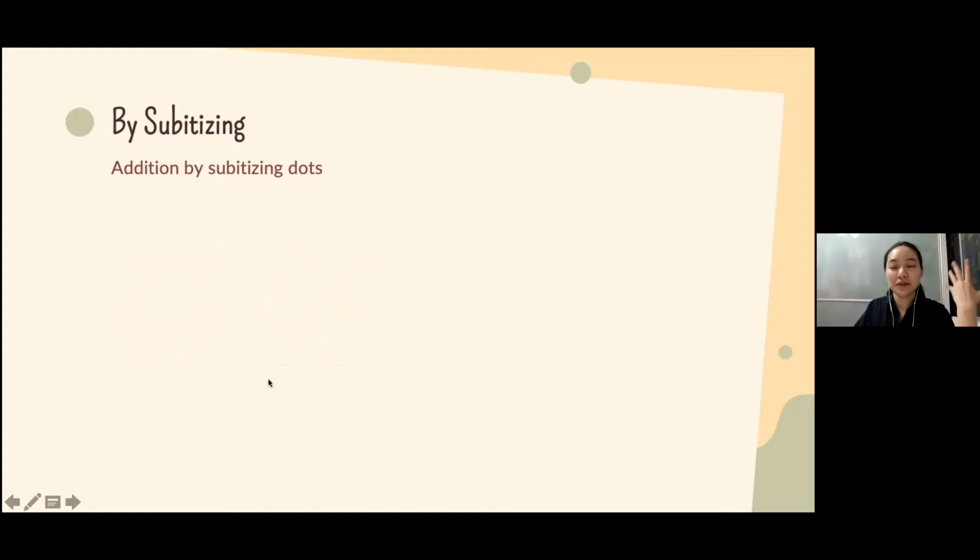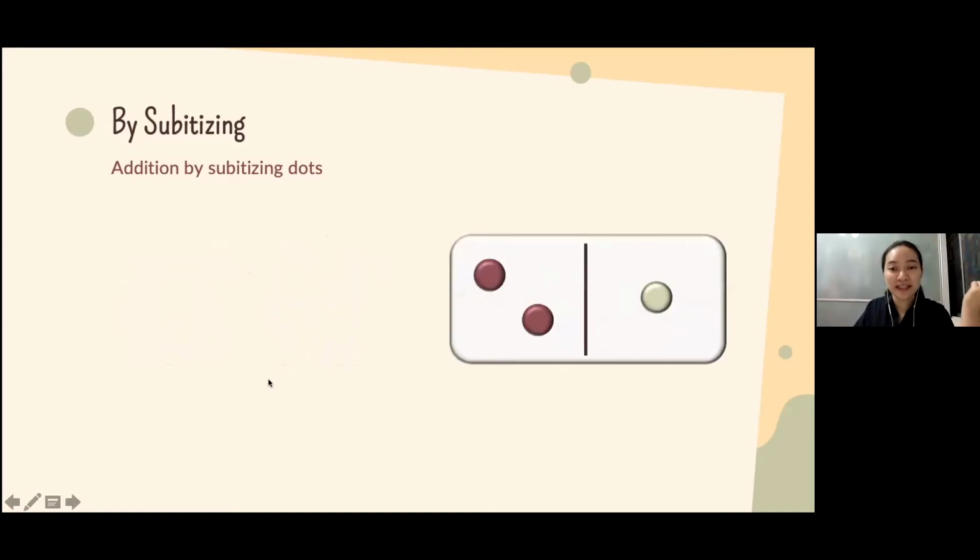And then you can also use the domino. How many? 2 and 1, 3. Okay. So besides dots, you can also use your fingers. I have 2 and 1. How many do I have? Or I have 3, then I have 1. 3 and 1, how many? Then there are 4. Then 2 and 2, 4. Yeah. You can do it as a warm-up.